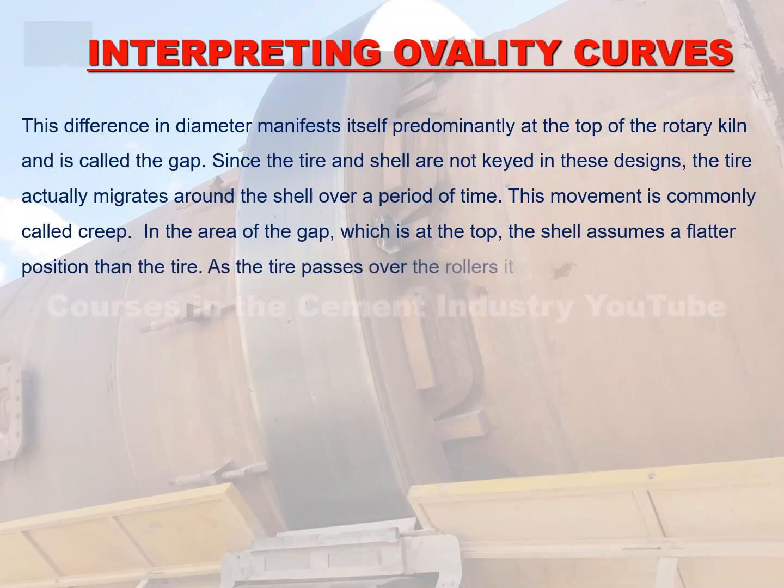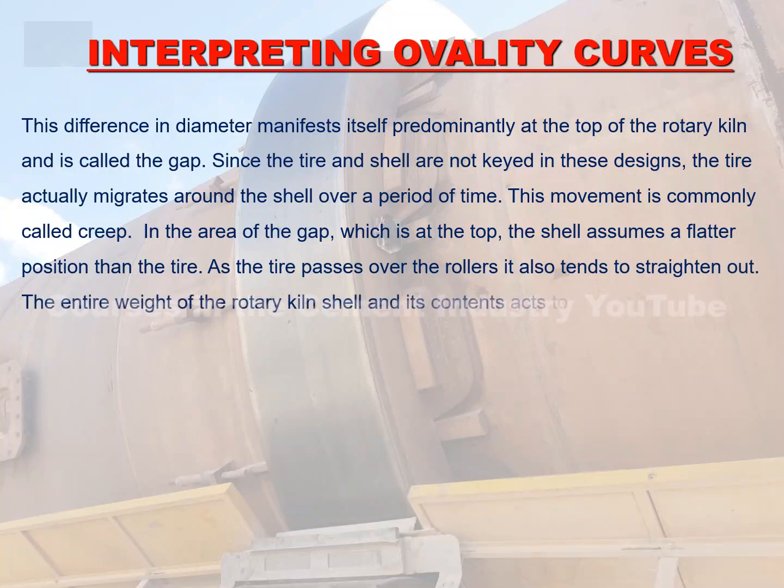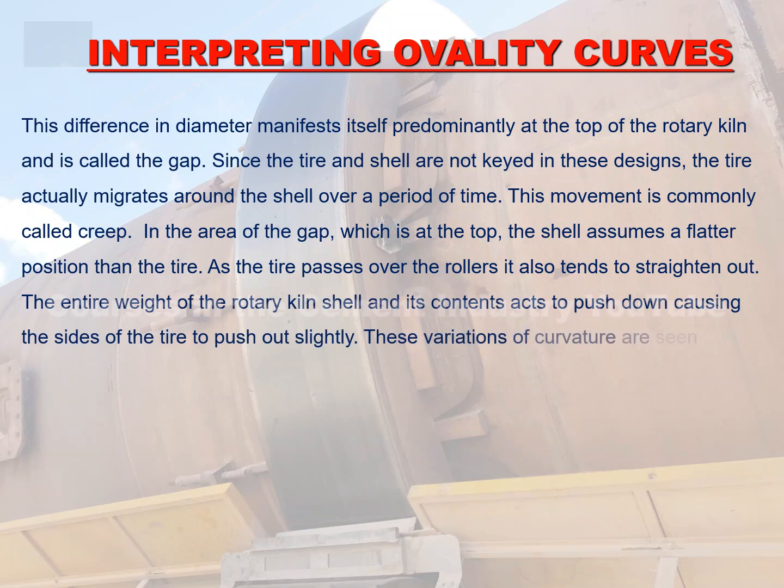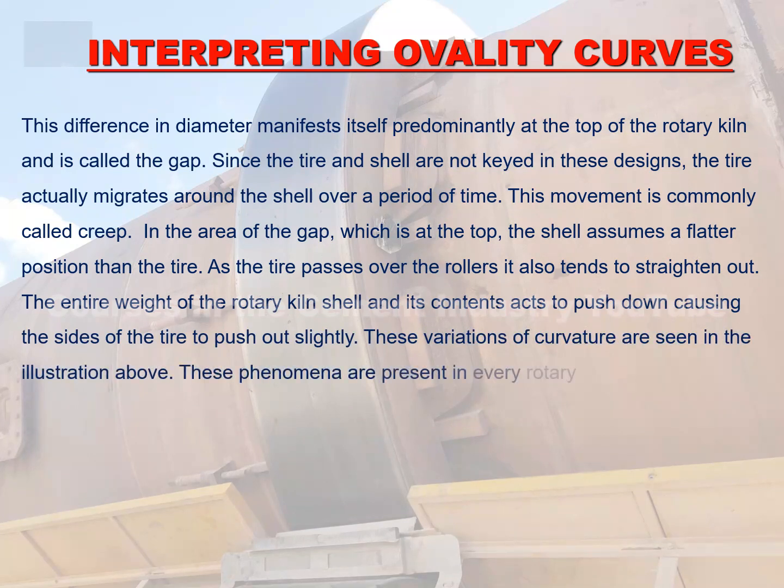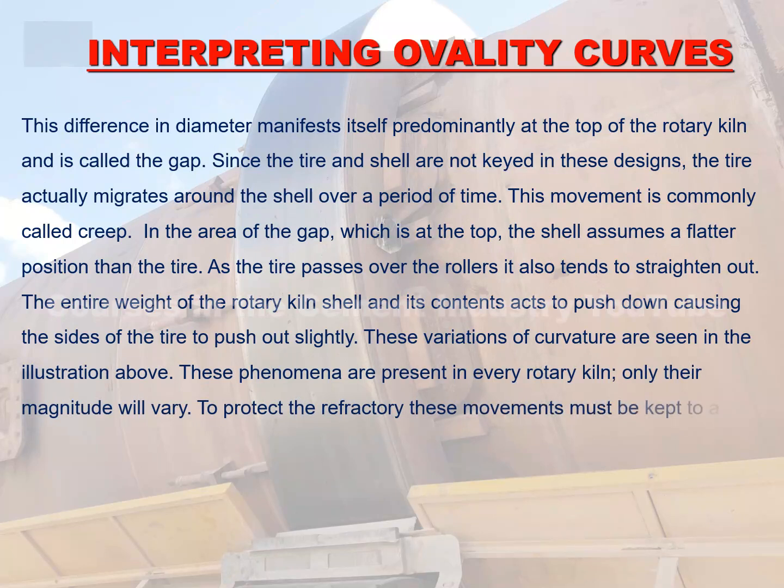As the tire passes over the rollers, it also tends to straighten out. The entire weight of the rotary kiln shell and its contents acts to push down, causing the sides of the tire to push out slightly. These variations of curvature are seen in the illustration above. These phenomena are present in every rotary kiln, only their magnitude will vary. To protect the refractory, these movements must be kept to a minimum.